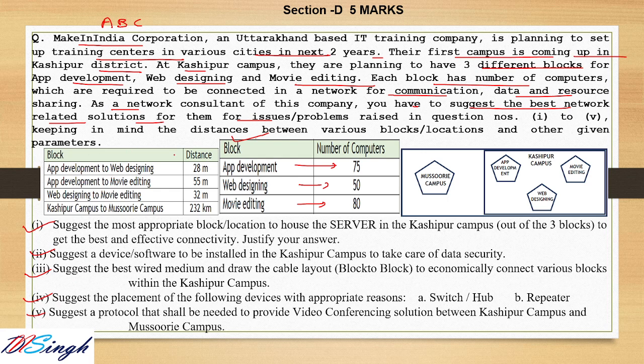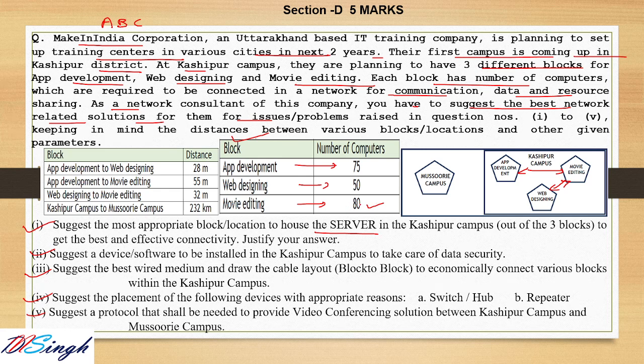Here in one table they have given the distances between these blocks, and in another table the number of computers in each. There is a question about where to put a server in this Kashipur campus. The basic idea is that in the block where the number of computers is more, there we are going to put the server.